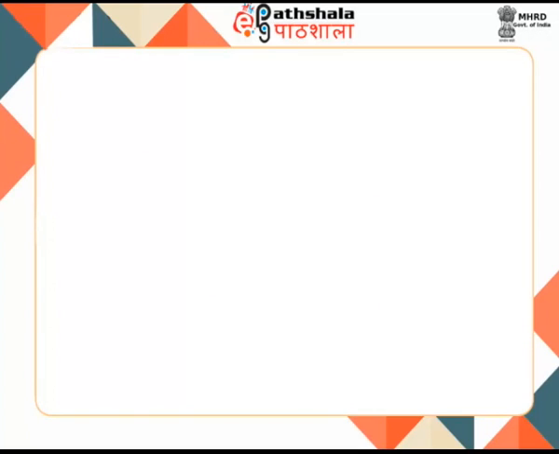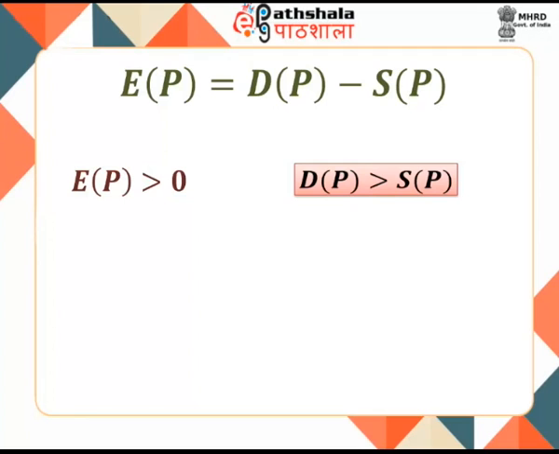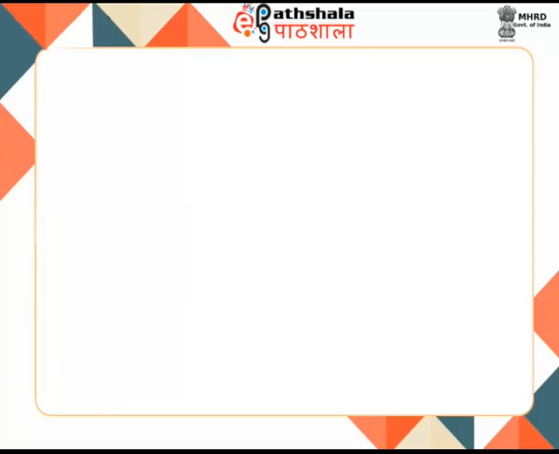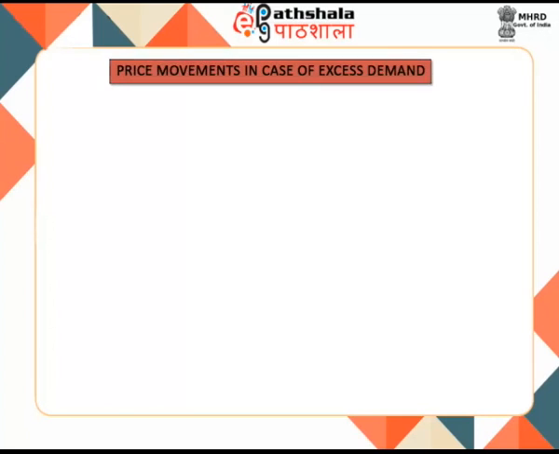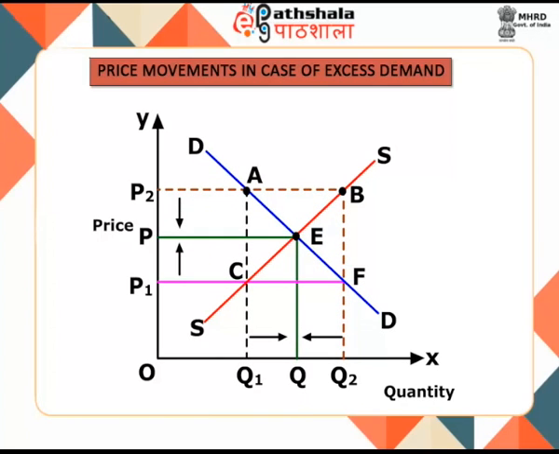Mathematically, the excess demand at price P can be defined as E(P) = D(P) minus S(P). It is positive when demand at price P is greater than supply at price P. It is negative when demand at price P is smaller than supply at price P. Let's understand the concept of price movements under the Walrasian adjustment process graphically. On the x-axis, we have quantity of good, and on the y-axis, we have price of good. DD is a negatively sloped demand curve and SS is a positively sloped supply curve.